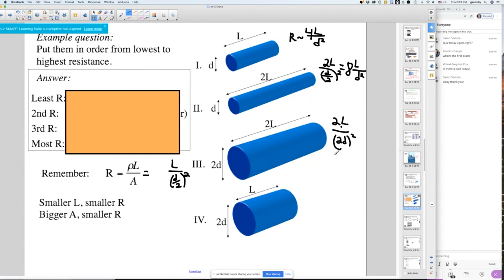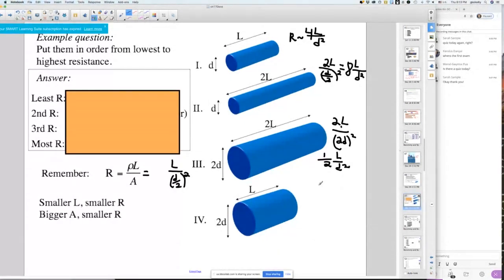So this will give you 2 over 4, so this will give you 1/2 L over D squared. So this resistance is low because of this humongous hole here, the circular area. How about this one here?